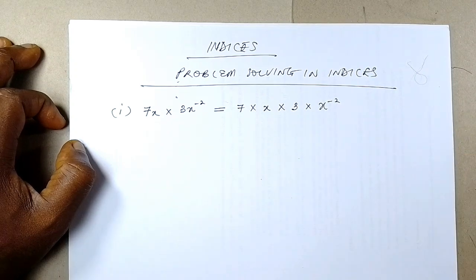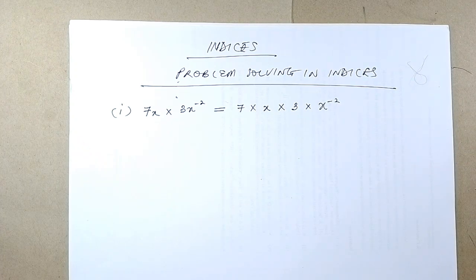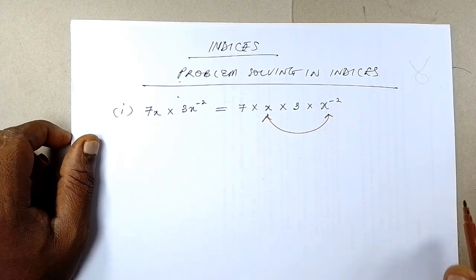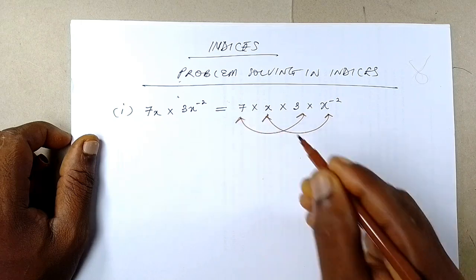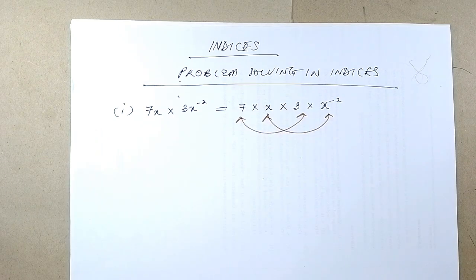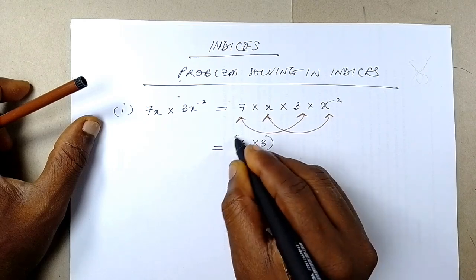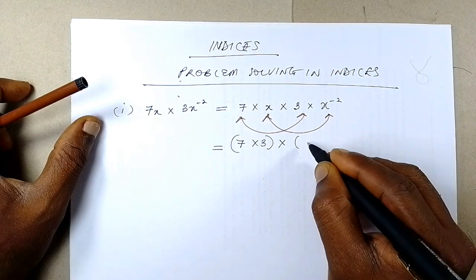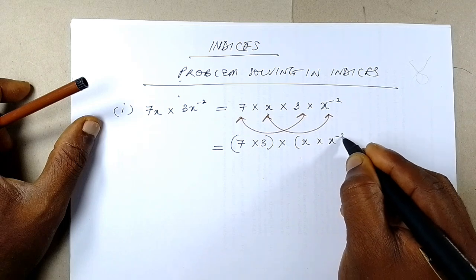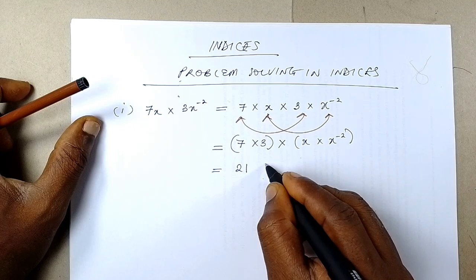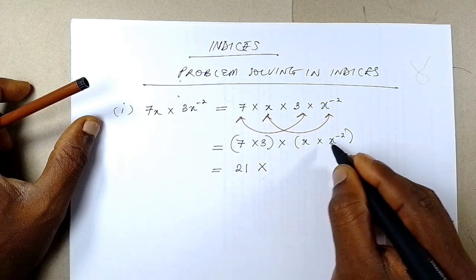Okay? Now what I'm going to do next is to do a little bit of grouping. I'm going to take these numbers to themselves, and I'm going to take these in product to themselves. So by rearrangement, 7 times 3 in one bracket, times, in another bracket, x times x raised to power minus 2. Now 7 times 3 is 21, times x raised to power minus 1.